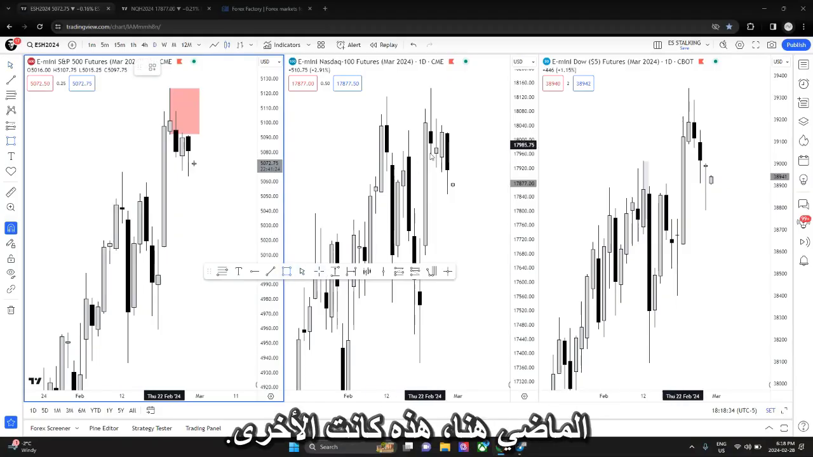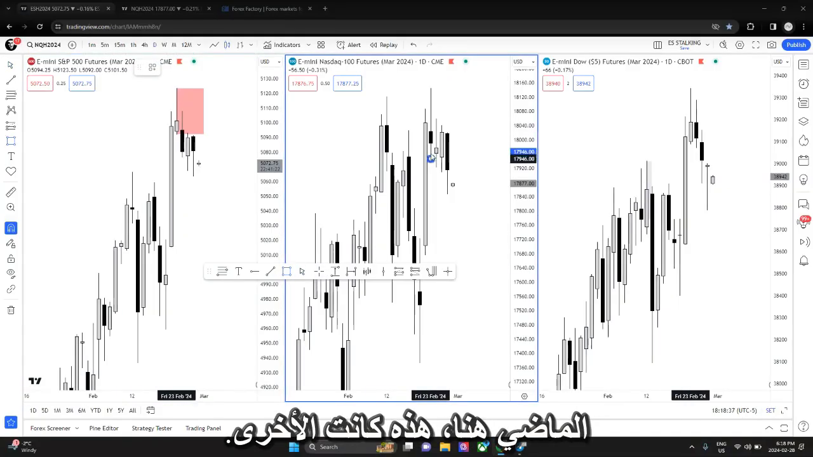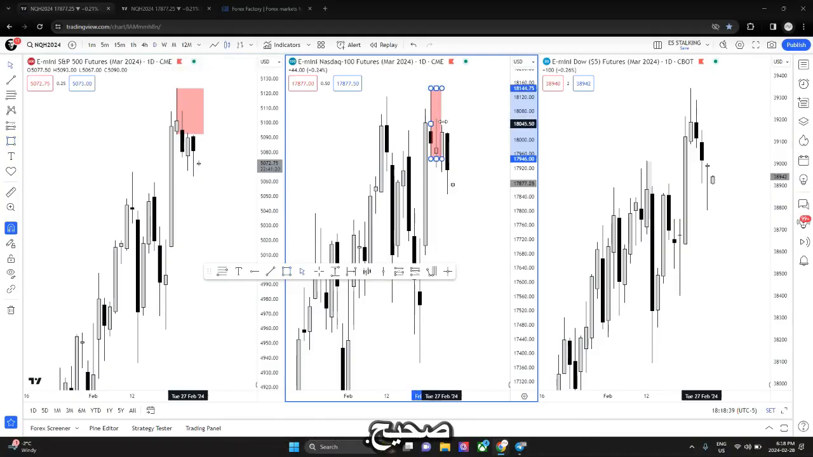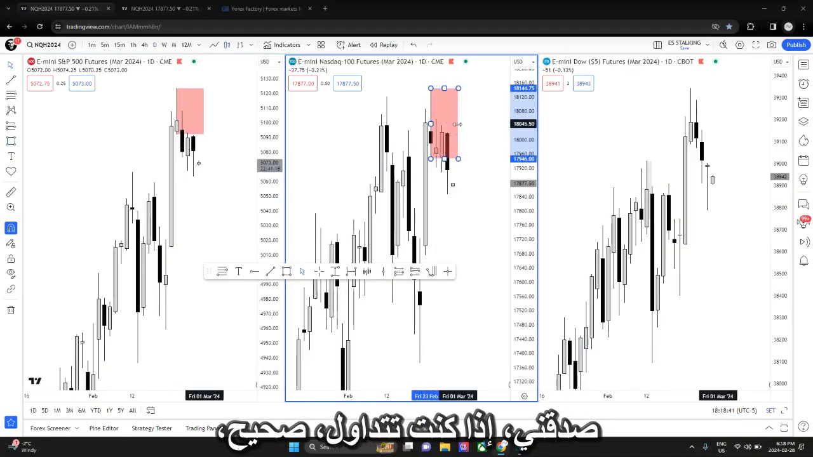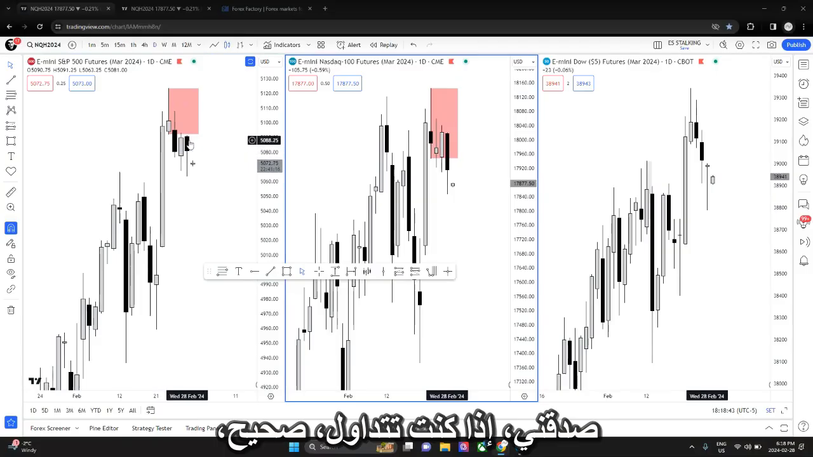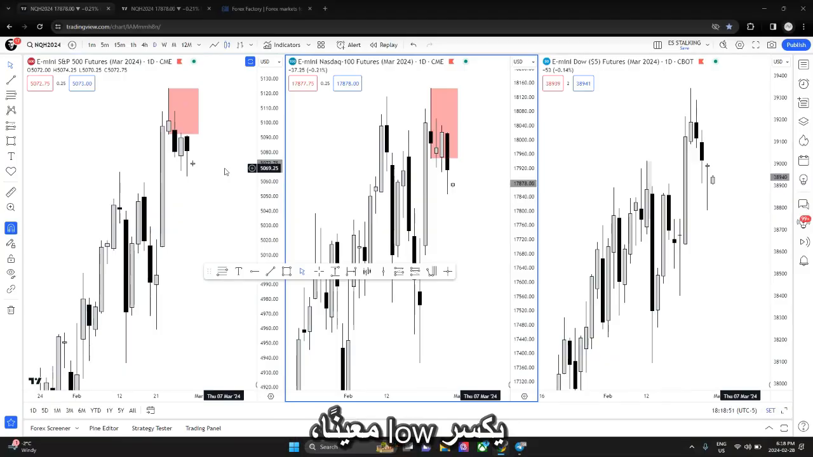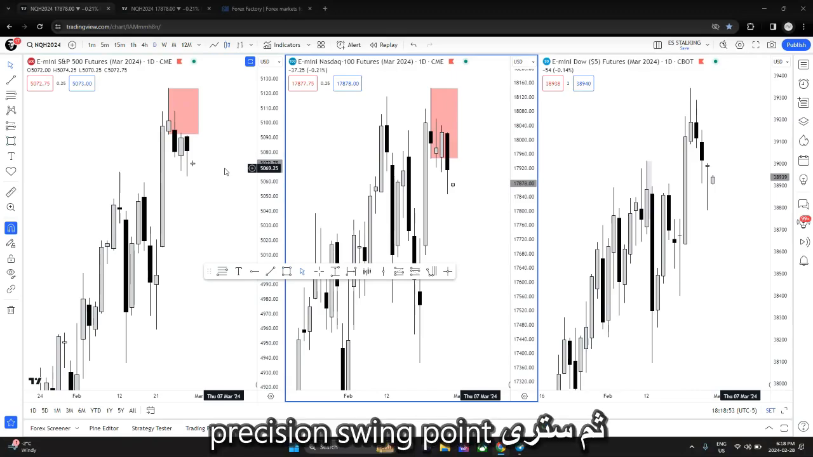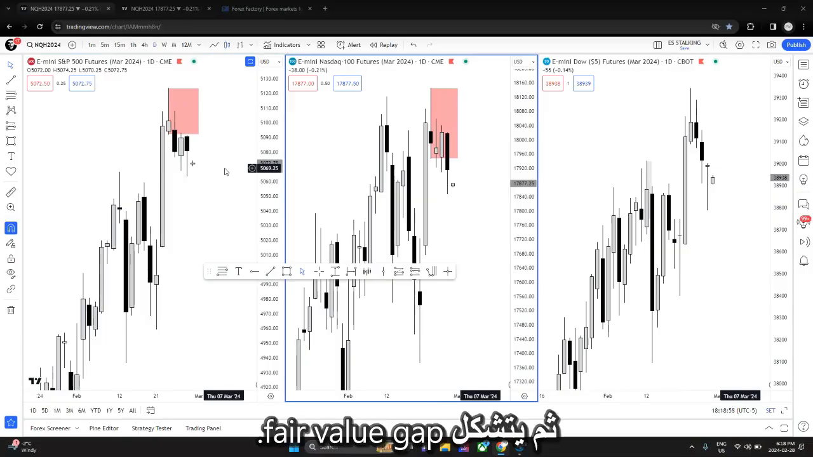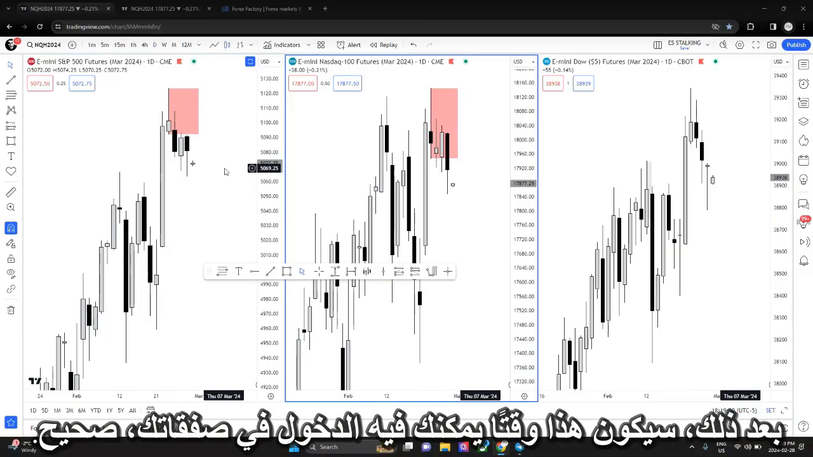Over here, this was the other one, right? Trust me, if you're trading, right? There are times when you'll be trading and then you see the price take out a specific low. Take out a specific low, and then you'll see a precision swing point form, right? And then a fair value gap forms after that. That would be a time where you could enter your trades, right?